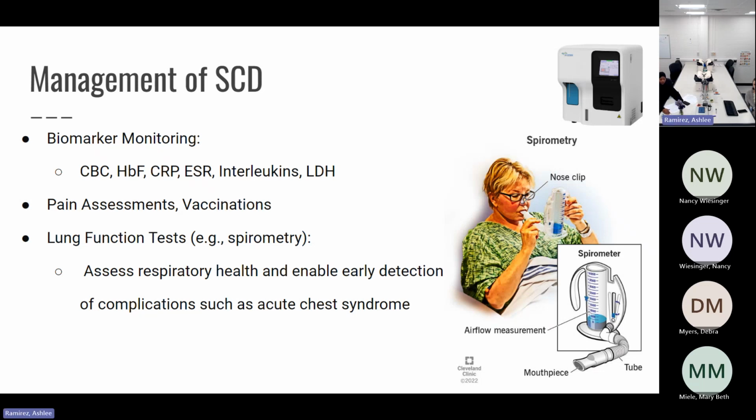Regular pain assessments and vaccinations are important too. The vaccinations just help prevent infections, which is important. And the lung function tests, in this case, like the spirometry test, is important because it allows for the detection of acute chest syndrome, which we talked about is the second most common reason why patients with sickle cell disease are admitted to the ICU.